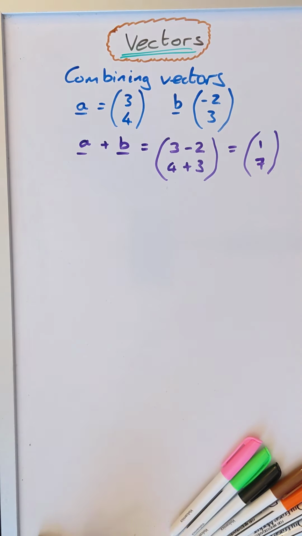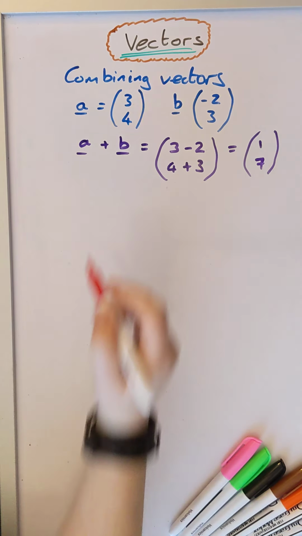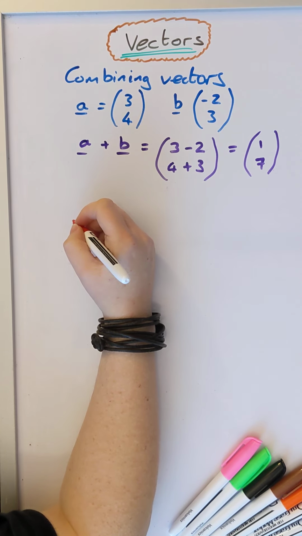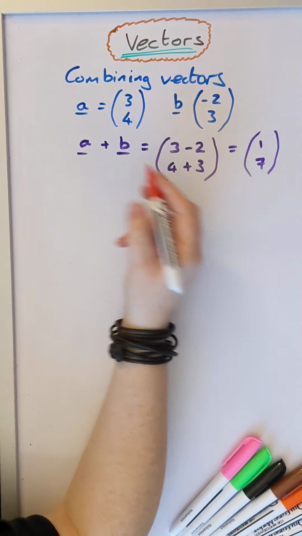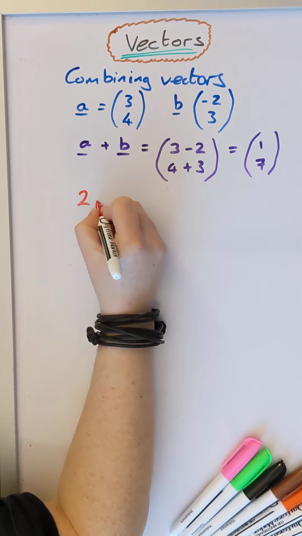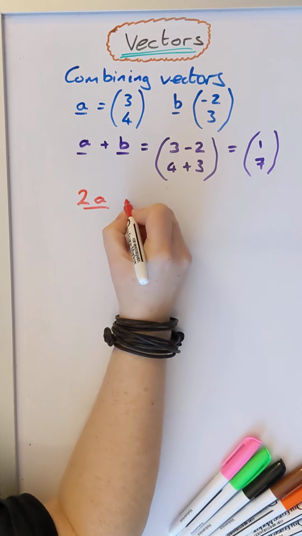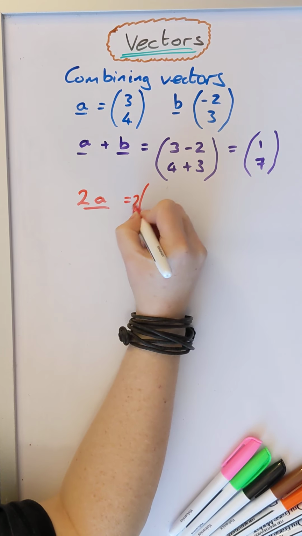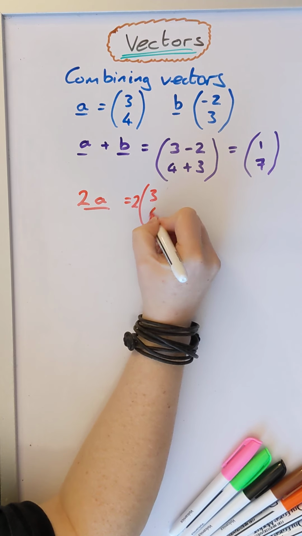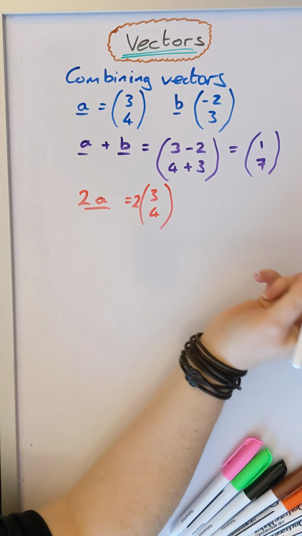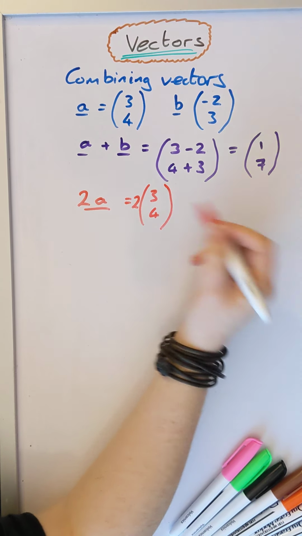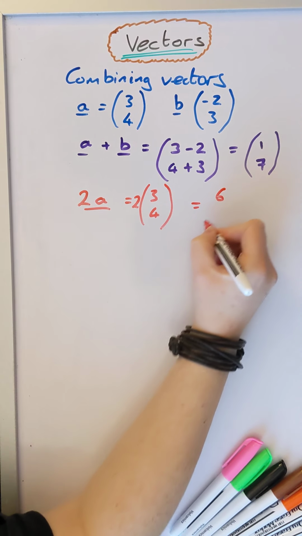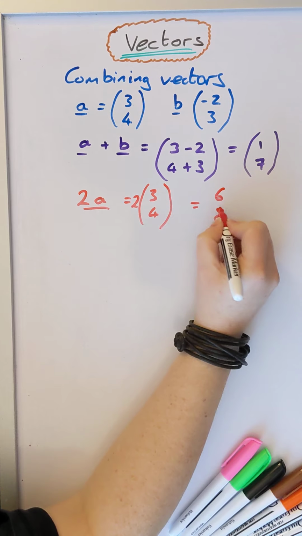Another way we can combine vectors would be to multiply them. We call this a scalar. You're adding on repeatedly the same vector. So if I had 2A, what I've got is A twice. So I've got 2 times (3, 4), which is 2 times 3 is 6, 2 times 4 is 8.